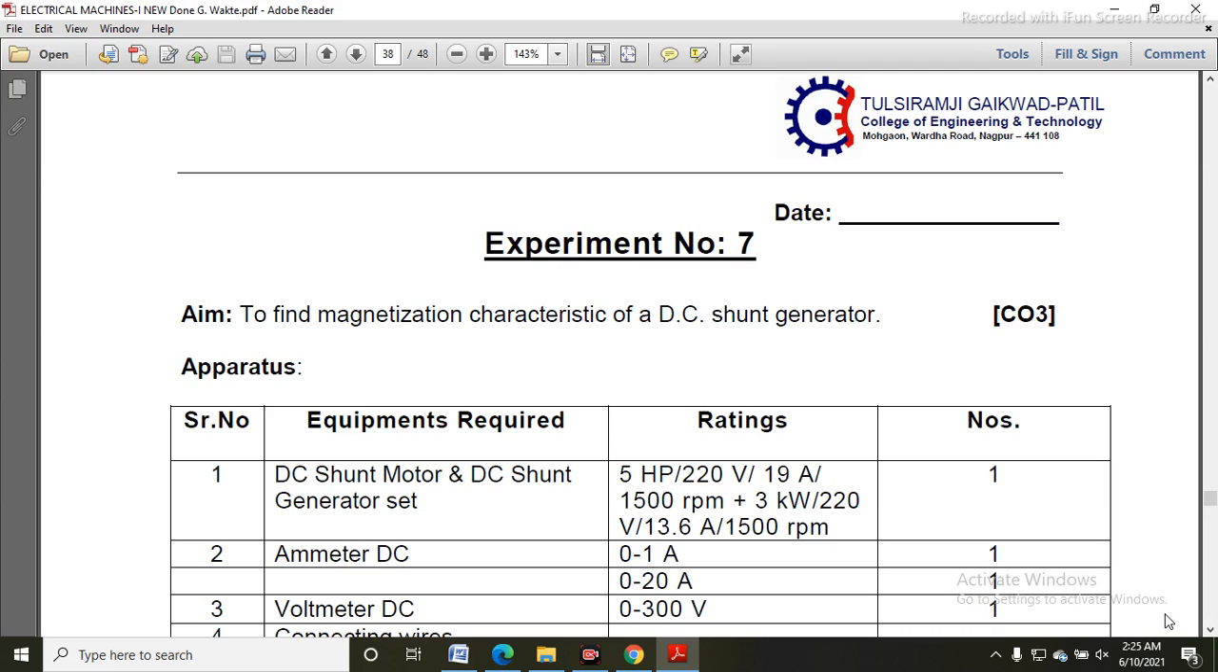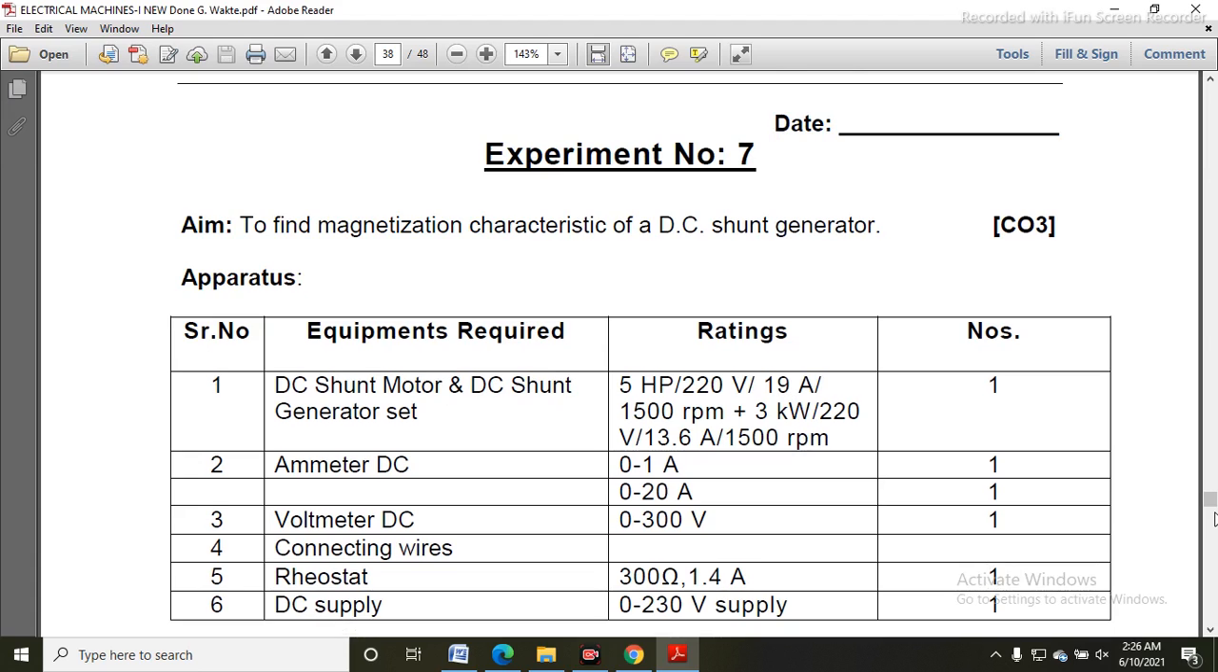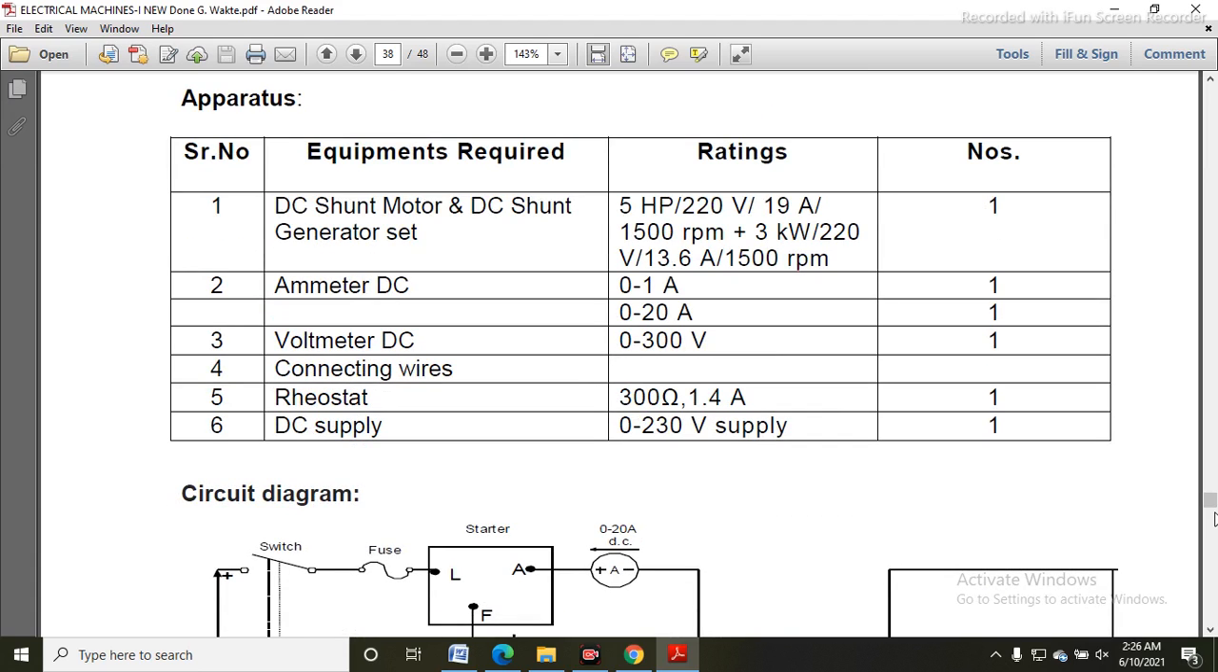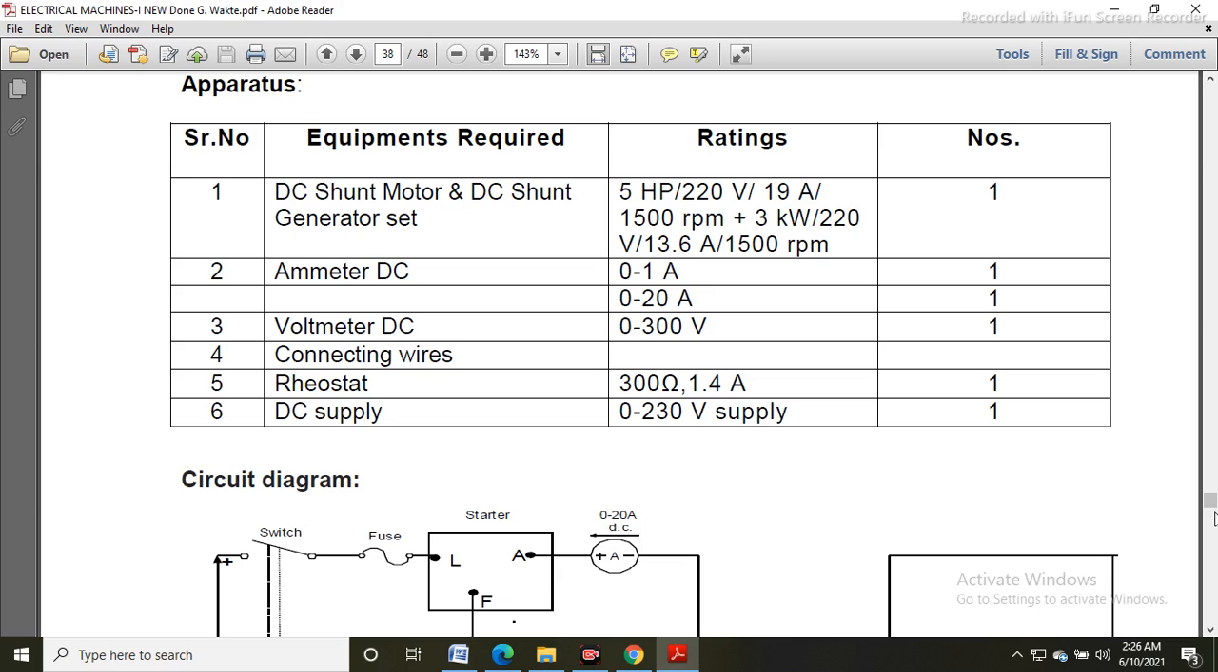Today we are going to discuss experiment number 7, to find the magnetizing characteristics of the DC generator. To plot the magnetizing characteristics of the DC generator, basically we require two parameters: one is shunt field current and the other is armature voltage at no load conditions. So by these two parameters we can plot the magnetizing curve.